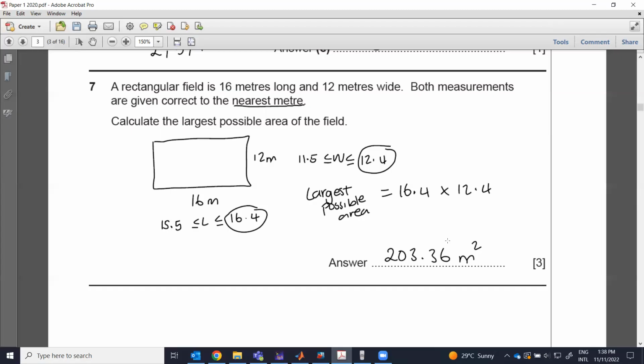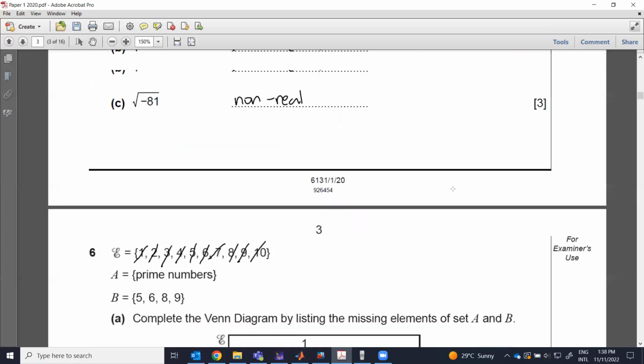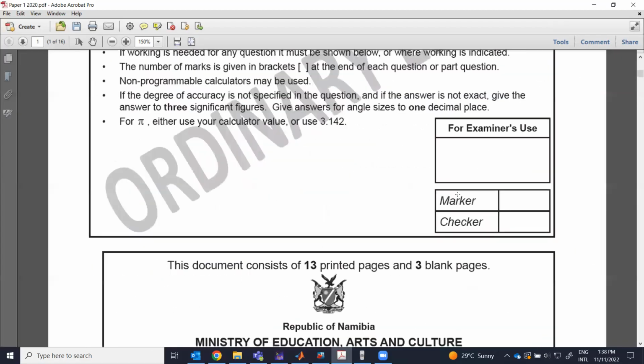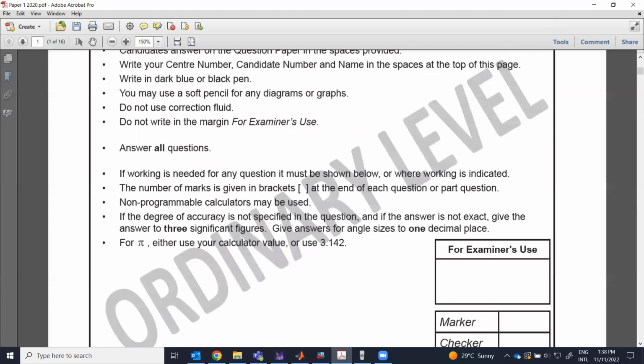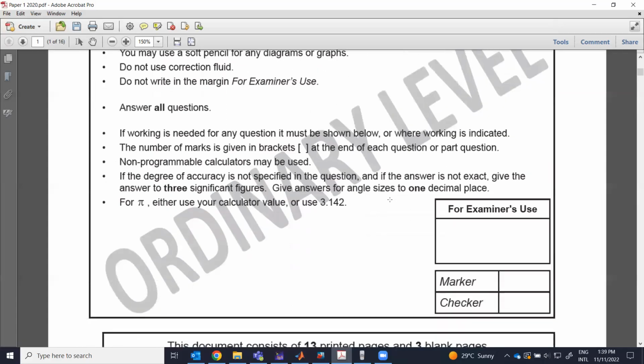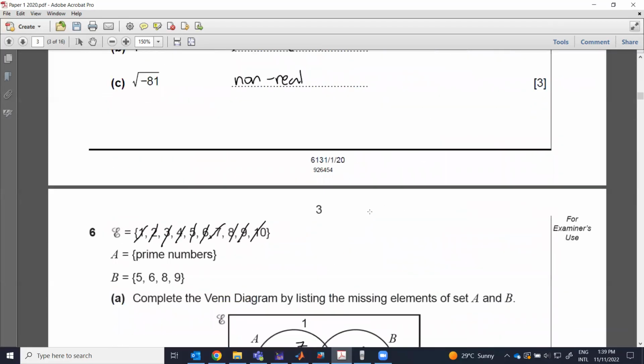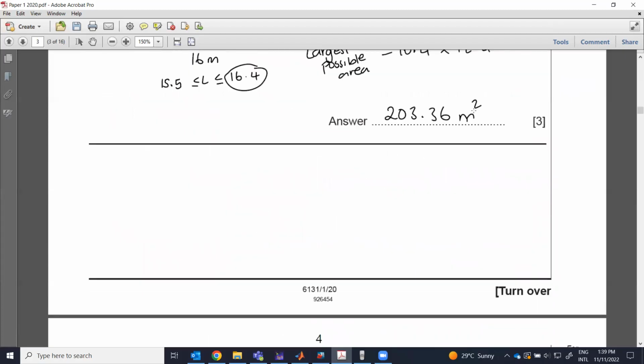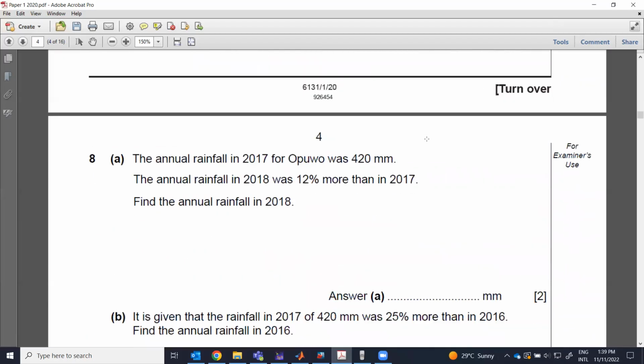Okay, so again, follow the instructions on the question paper that are given right there at the front. If the degree of accuracy is not specified in the question, and if the answer is not exact, okay, so our answer is actually exact. So exact just means that the number of decimal places do terminate after a certain point. So we can just leave it like that. Or you can also rewrite this to 3 significant figures, which will be 203 meters squared.